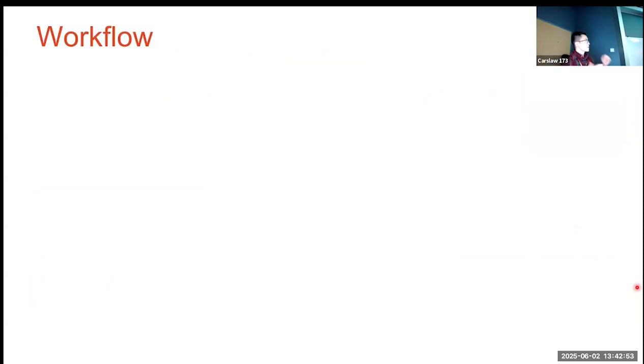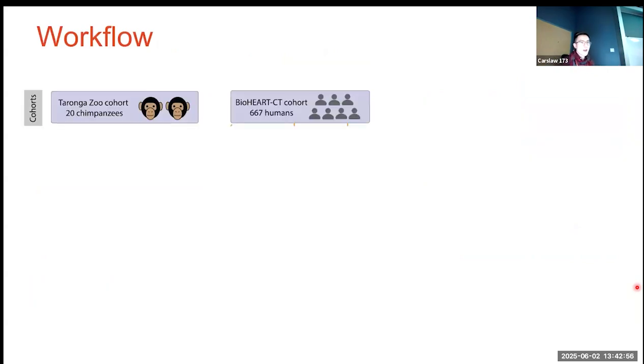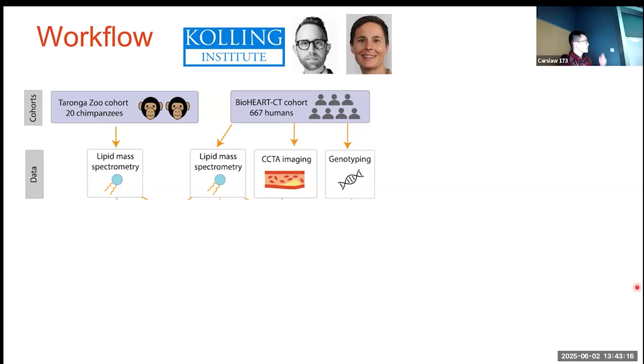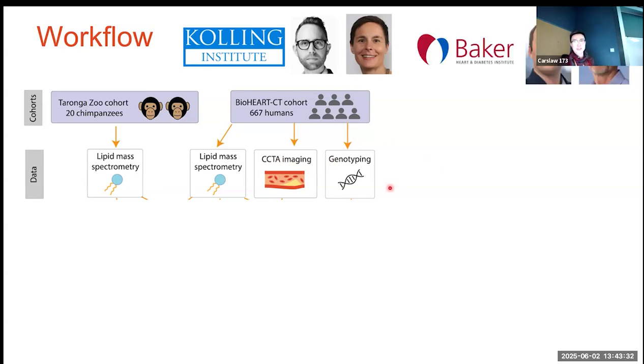So to do that, we embarked on this project where we looked at a cohort of chimpanzee volunteers and some human volunteers. And I have to do a big shout out to my collaborators, Michael and Gemma at the Collins Institute for managing the cohort side of things. And then we collected lipid data from the chimpanzees, as well as lipid CCTA imaging, which is looking at coronary artery disease, and genotyping data from the humans as well. And also a huge shout out to our collaborators at the Baker down in Melbourne for doing all of the lipid mass spectrometry for us.